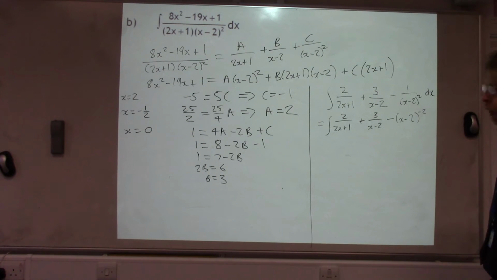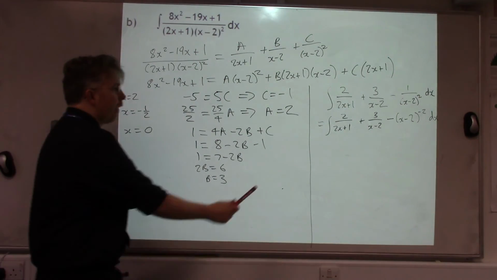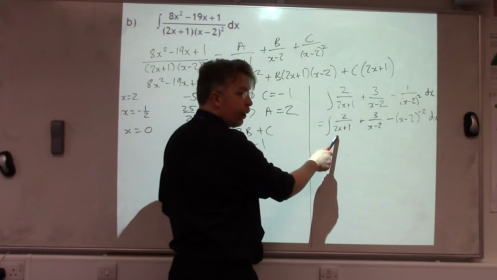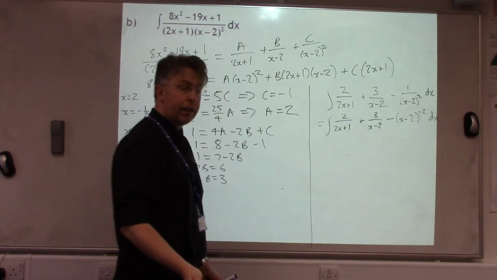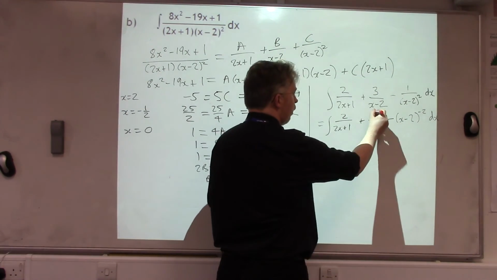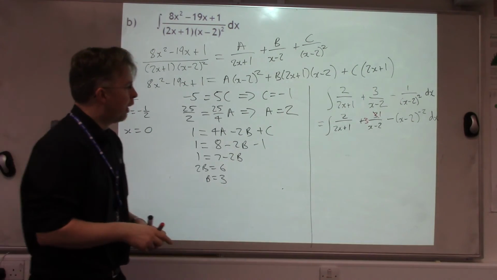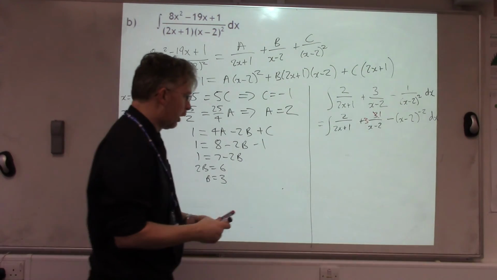So x minus 2 to the minus 2 for the last term. Integrating. The first term, differentiate the denominator, we get the numerator, so that's fine. Second one, we don't, we get 1 instead of 3, so move the 3 to the front and replace the numerator with 1. Last one uses different rules.